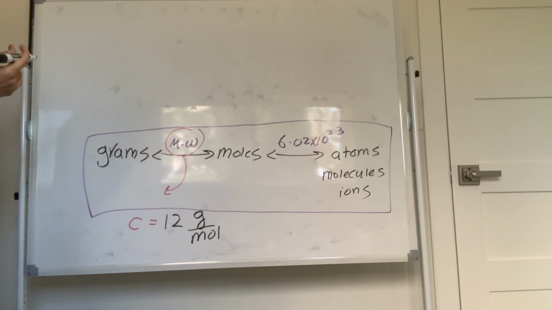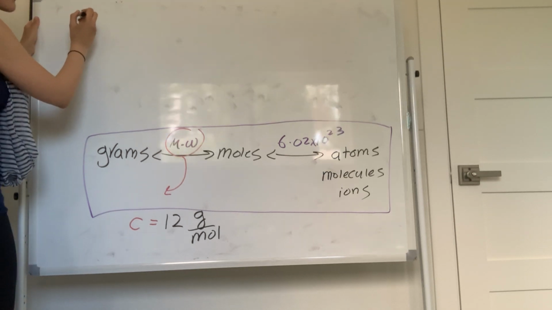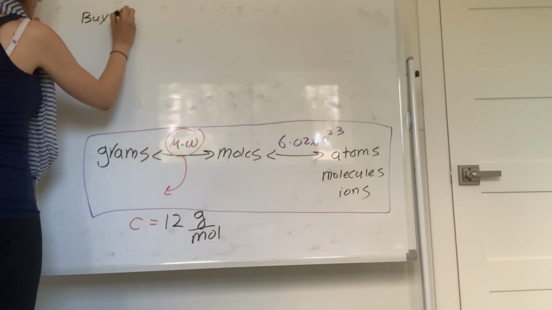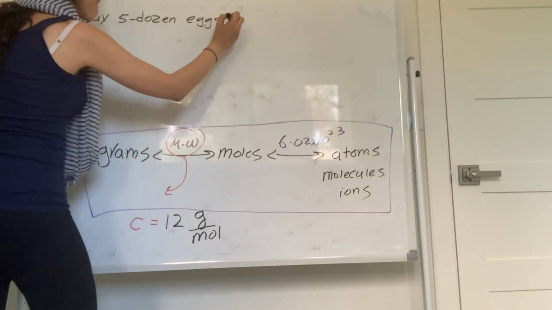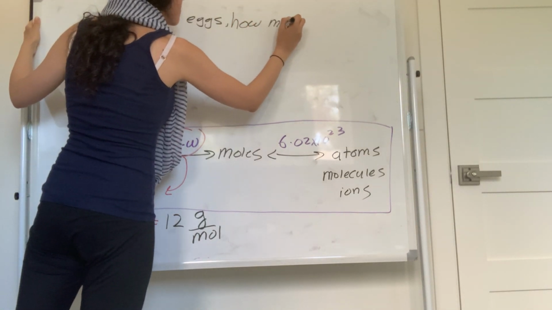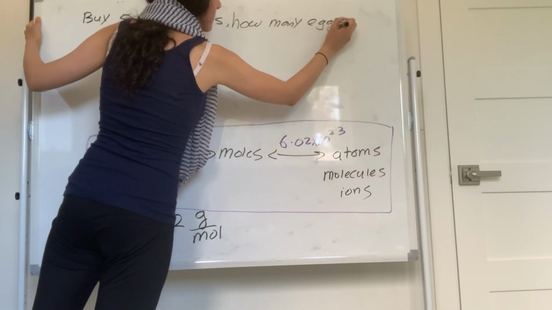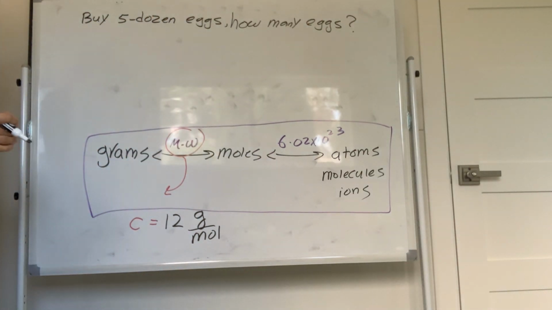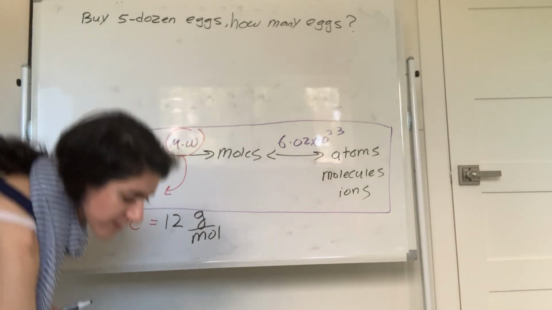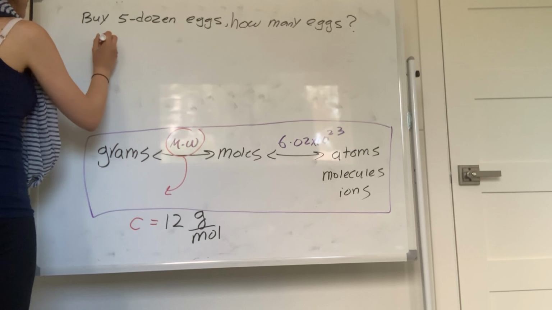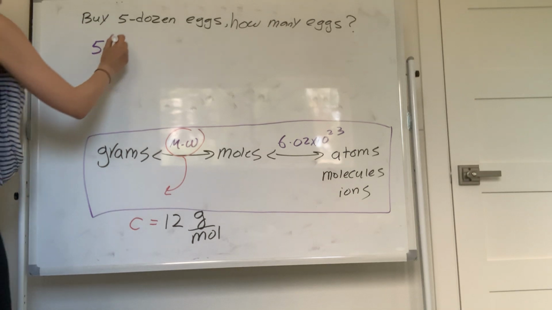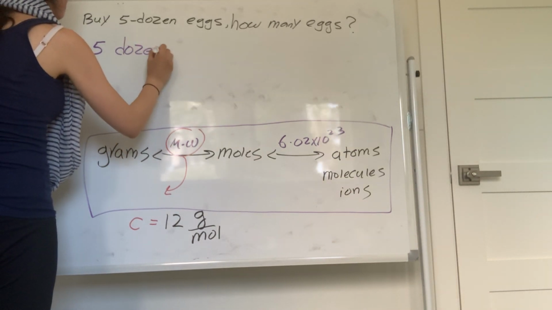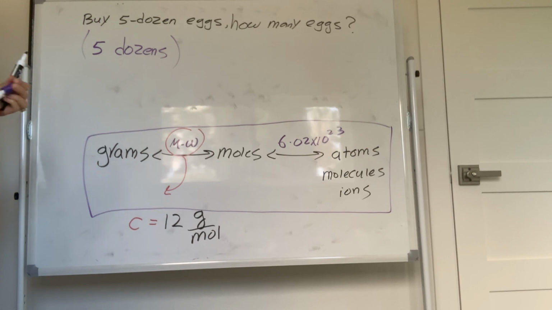If I buy 5 dozen eggs, how many eggs do I have? Again, this is not the best grammar. I'm just going to shorten things. Now, here's how you would start this question. I have 5 dozens right here, so I'm going to start off with 5 dozens. You agree? That's what's given to me.